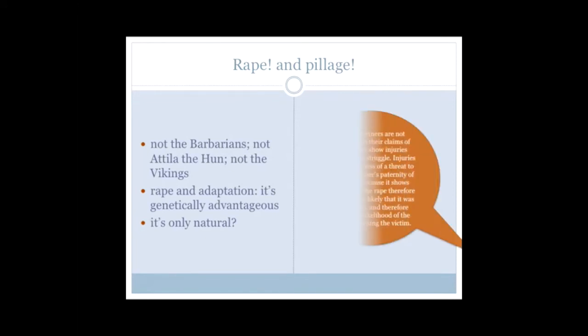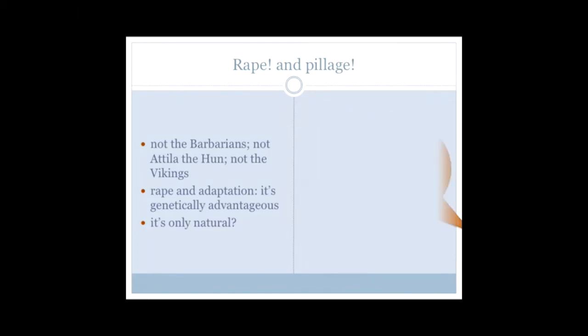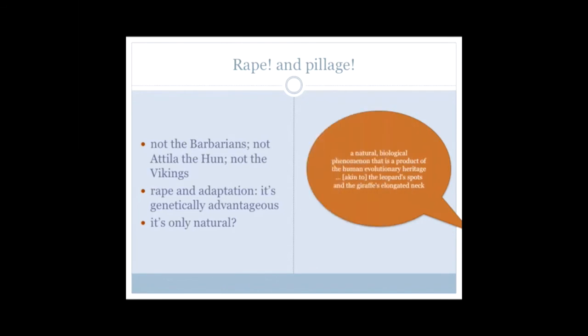Victims' partners are not suspicious of their claims of rape if they show injuries which prove a struggle. Injuries demonstrate less of a threat to the male partner's paternity of offspring because it shows resistance to the rape, therefore making it less likely that it was consensual, and therefore lessens the likelihood of the male abandoning the victim. A natural biological phenomenon that is a product of the human evolutionary heritage, akin to the leopard's spots and the giraffe's elongated neck. That's rape, by the way.